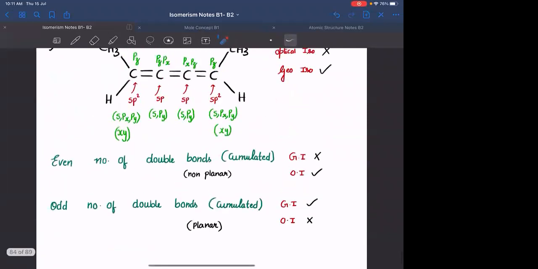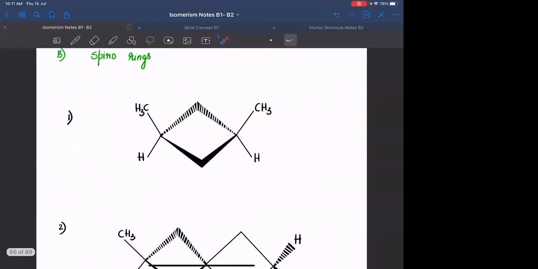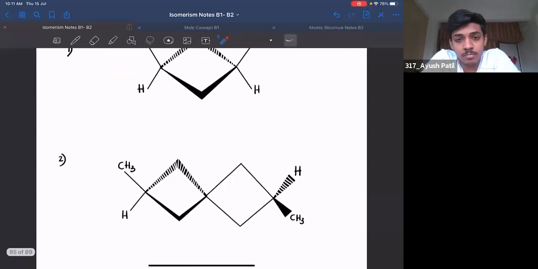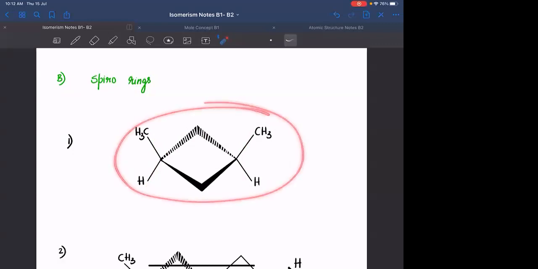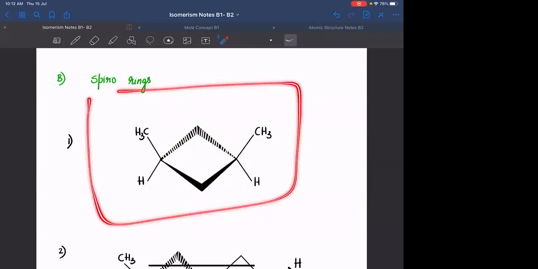Okay, next special case, spiro compounds. This is cyclobutane. This is not a spiro compound. This is normal cyclobutane. I'm taking these two bonds going into the plane and these two bonds coming out of the plane. These bonds are present in the plane. Okay, a representation समझ में आया ना? These two bonds are going into the plane, these two bonds are coming out of the plane. और ये जो cyclobutane है, this is present perpendicular to the plane of paper.